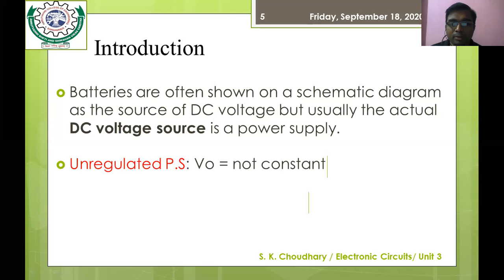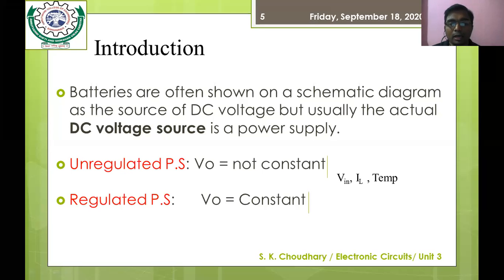There are two types of power supply, unregulated and regulated. In the unregulated power supply, the output voltage is not constant. The input voltage, load current, and temperature may be constant, but the output voltage does not remain constant. On the other hand, if you select the regulated power supply, the output voltage stays constant along with the input voltage, load current, and temperature. This is the basic difference between a regulated and an unregulated power supply.